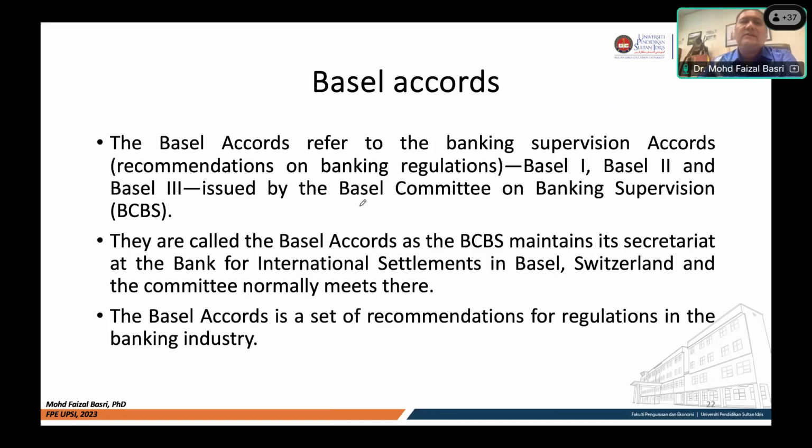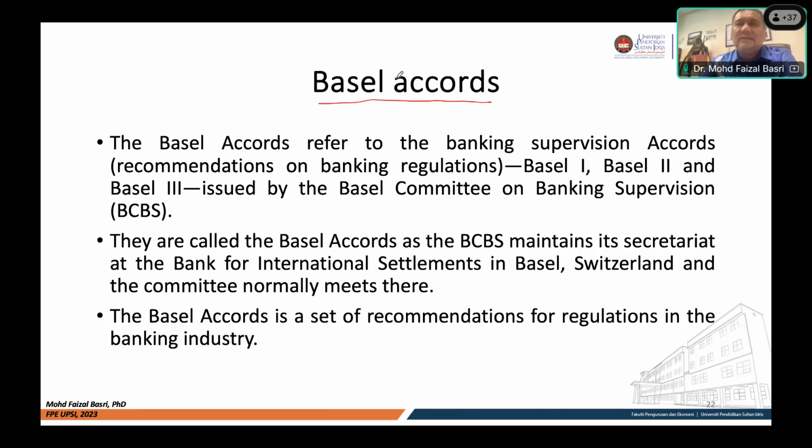Okay, so this information or the requirements or recommendations, as a bank or the central bank of the country, they can use many resources in terms of references and recommendations. One of the main important references or recommendations that banks have to refer to is what we call the Basel Accords.